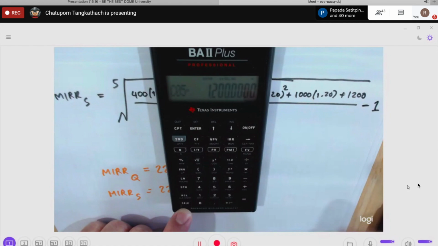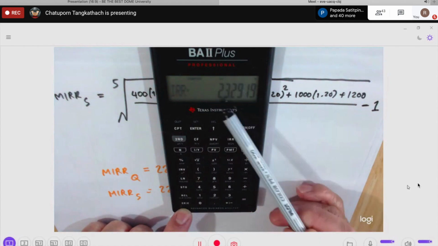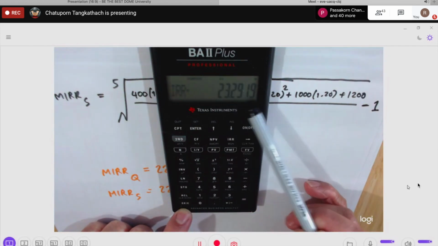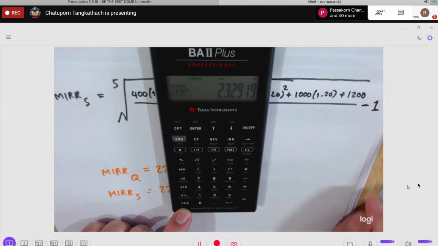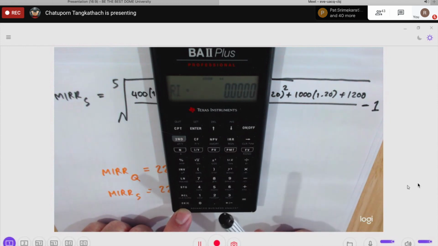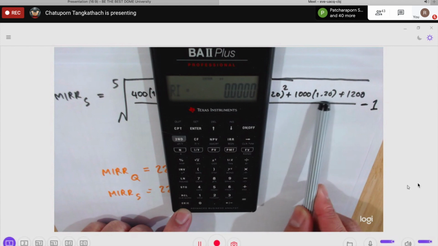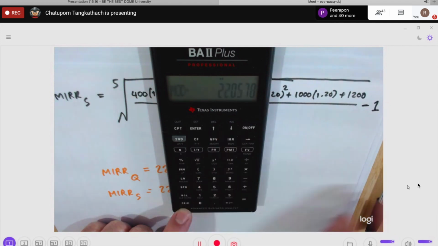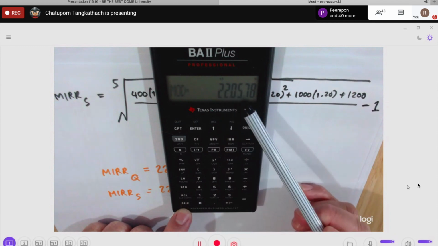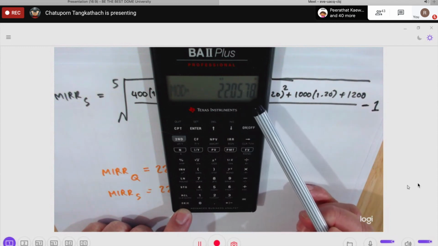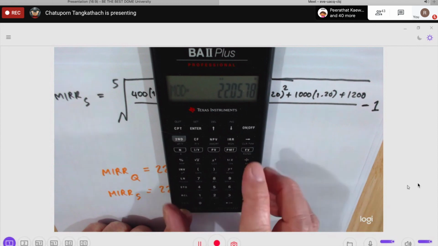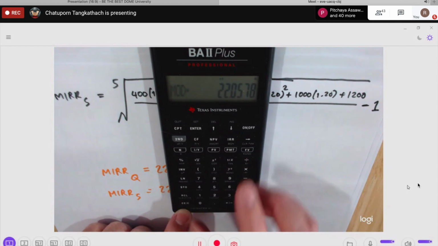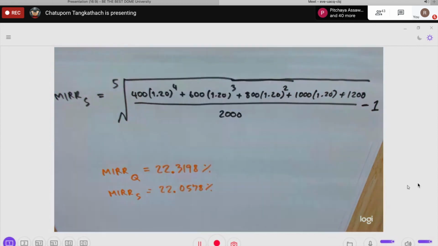After you calculate IRR, remember IRR is 23-something percent for project S. For the professional model, when you press arrow down, you are going to get RI. RI is the reinvestment rate, the rate that you want to compute future value with, equal to 20%. Arrow down further, and you are going to get 20.0578%. So you get the answer for MIRR from the BA II Plus Professional immediately.